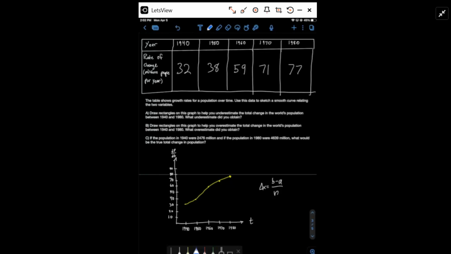Use this data to sketch a smooth curve relating the two variables. That's what this graph is right here. On the y-axis, you see that we have the change in population, and on the x-axis, we have the time in the decades.